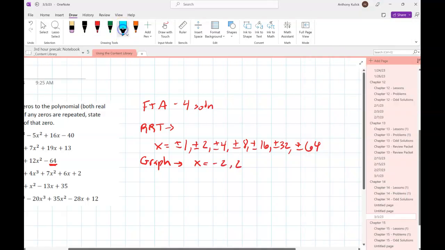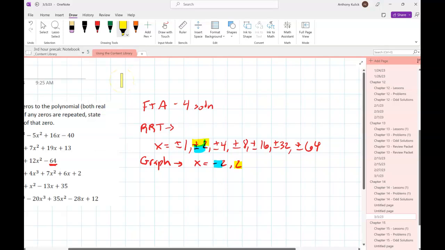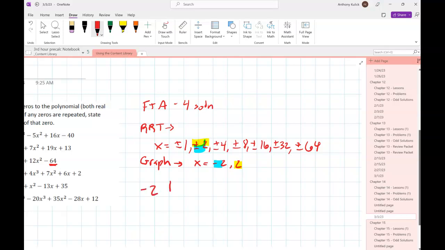I notice that in each case, -2 and +2 are on my list of possible rational zeros. So those are good things to do synthetic division with. If they weren't on that list, I would not want to use them to do synthetic division. It doesn't really matter which one I start with, so I'm just going to start with -2 because I listed it first.